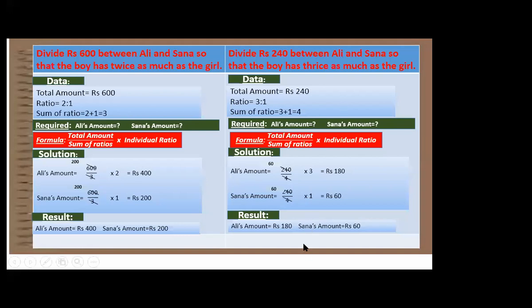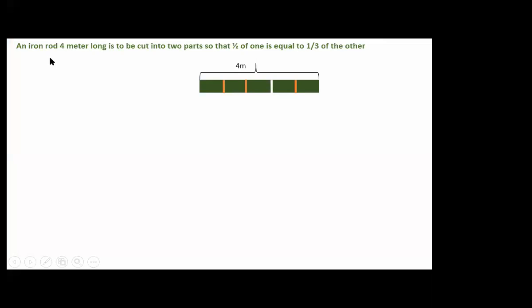I hope these two questions are clear to you. Now, an iron rod 4 meters long is to be cut into two parts so that half of one is equal to one third of the other. Here, this white line shows you the two main parts. A 4 meter iron rod is cut into two parts so that half of one is equal to one third of the other.